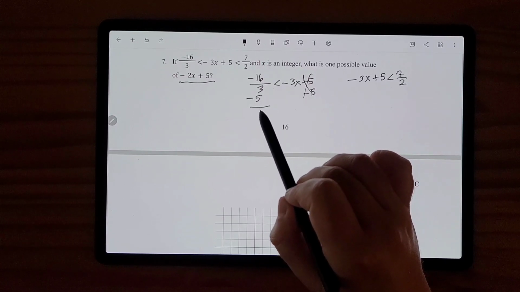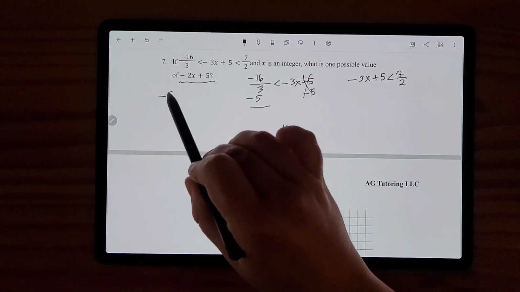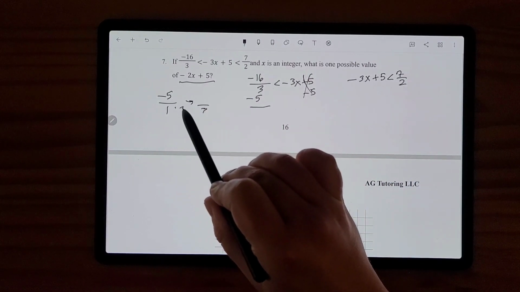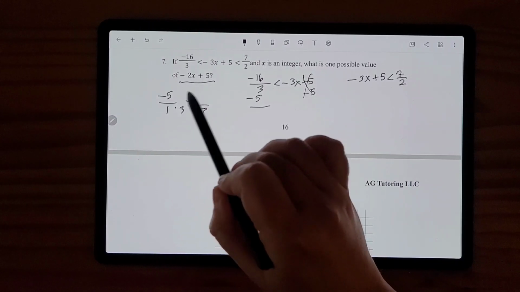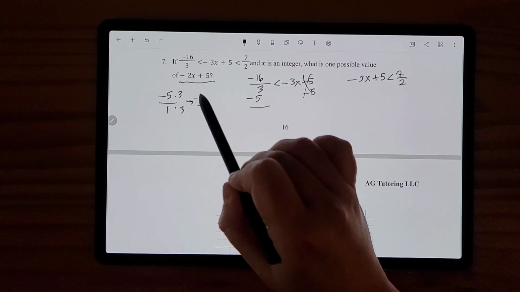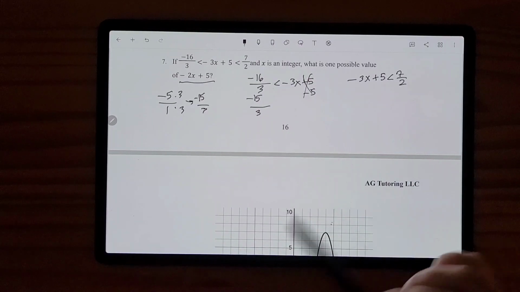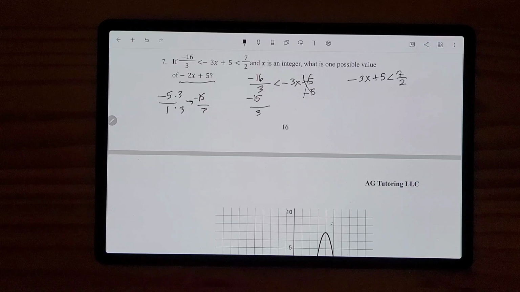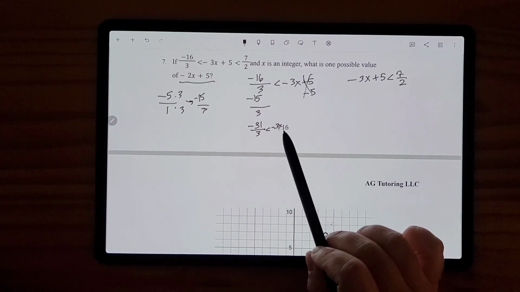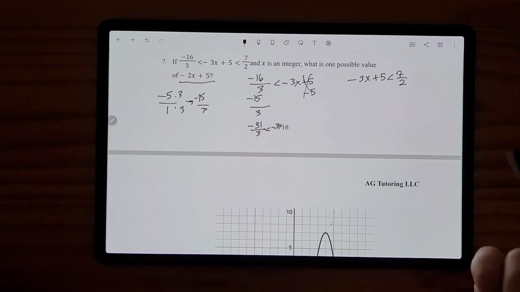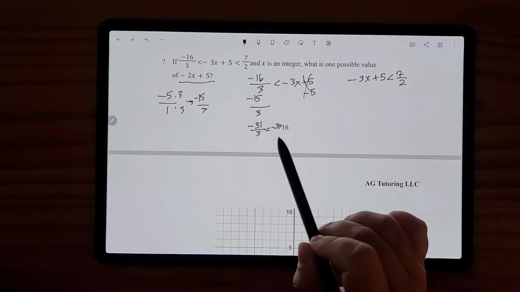Negative 5 is the same thing as negative 5 over 1. To make it be something over 3, I need to multiply the bottom by 3 to get 3, and whatever I do to the bottom, I have to do to the top. So this is actually negative 15 over 3. Now I can easily subtract those, and this is what I get. Now remember, I have to get X completely by itself, so I have to do the opposite of multiplying by negative 3, which is dividing by negative 3 on each side. And remember, when you multiply or divide by a negative, this inequality symbol is going to have to flip.